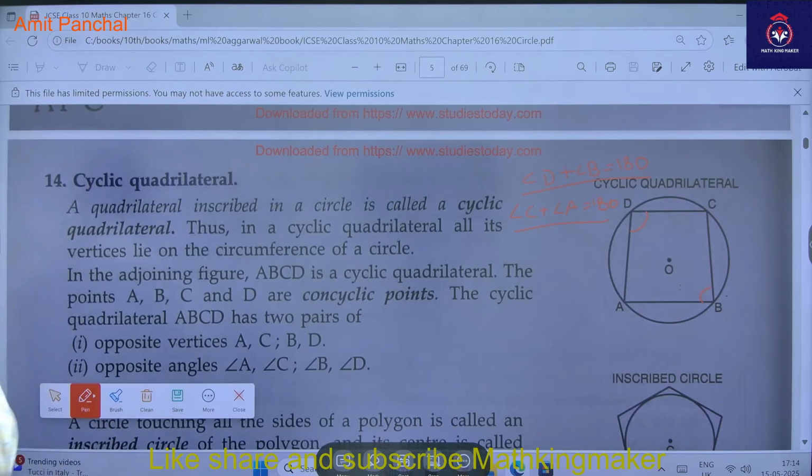So in case of a cyclic quadrilateral, this is the one, right? Just write down everything, because when you do questions, everything will be used in the questions.